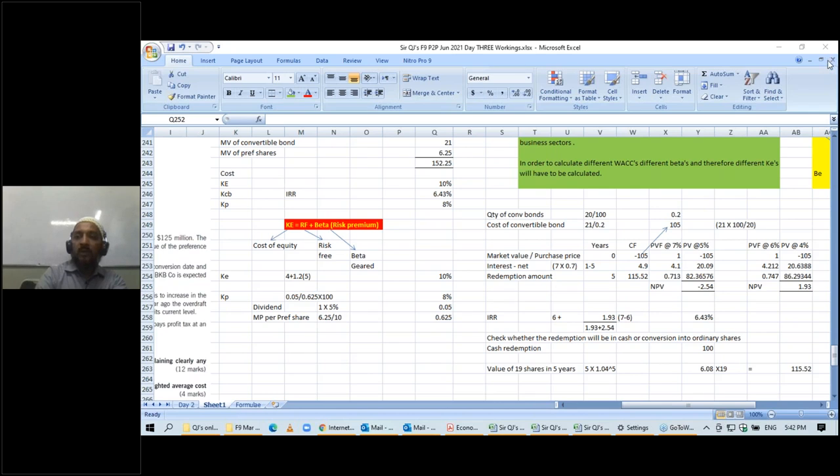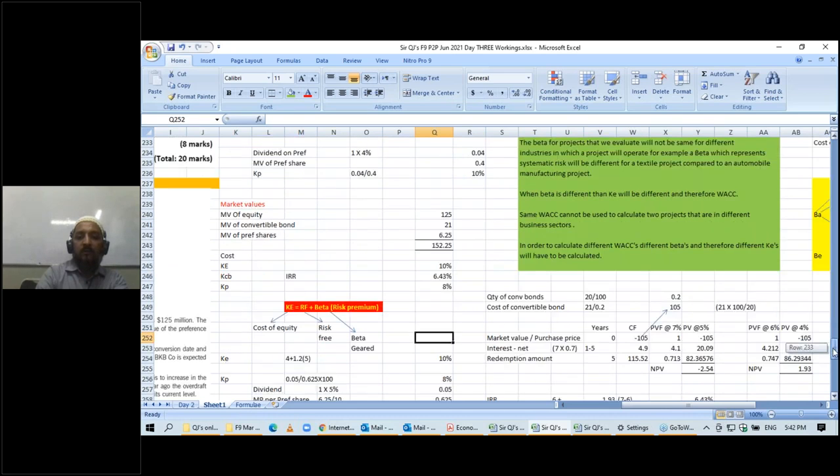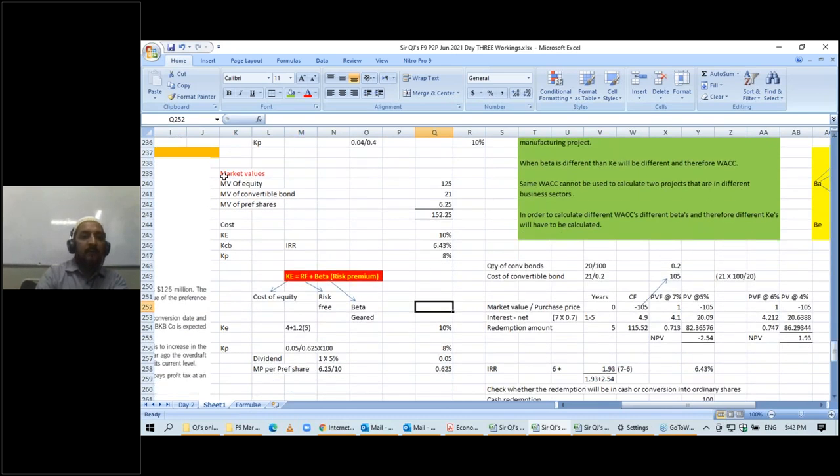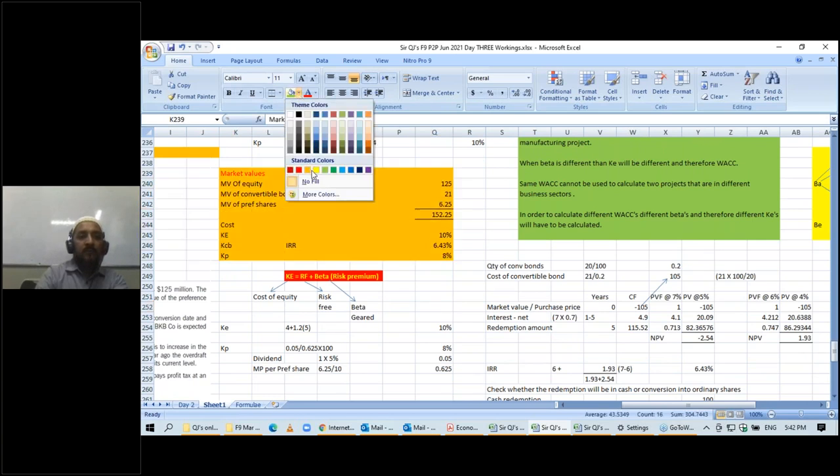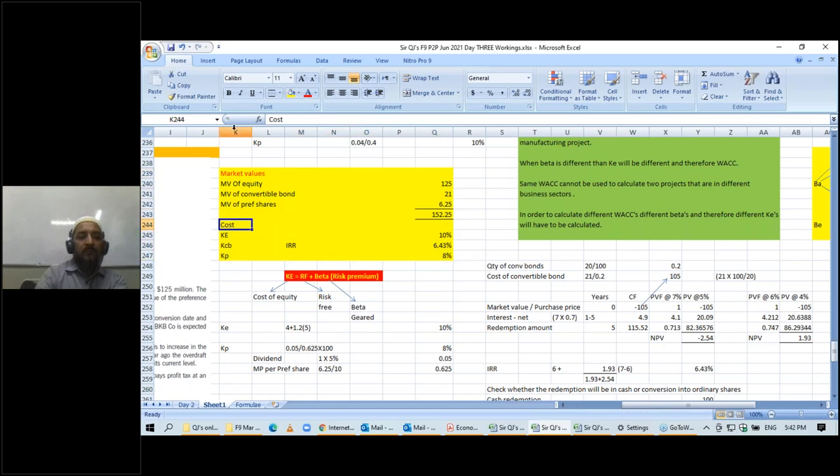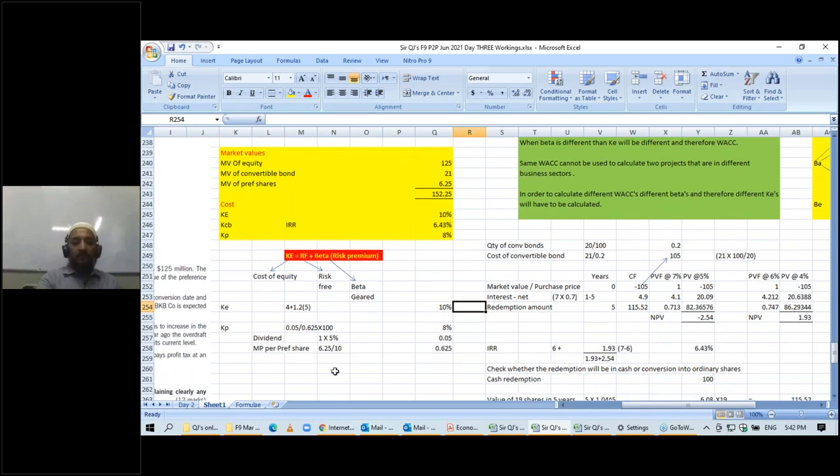Let me show you the workings again, the values again. I'm shading the main values, the summaries of the main values, in yellow for your view. The market values and the cost which we have calculated is as follows. And now we are in a position to calculate the WACC of this question. Let's calculate the WACC.